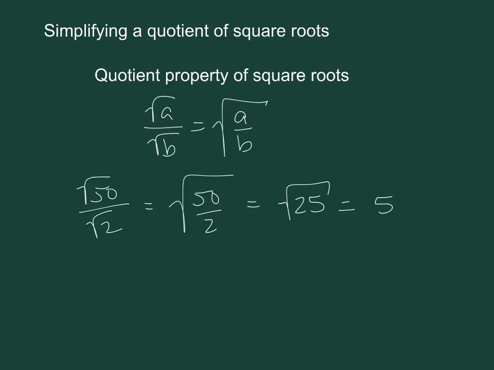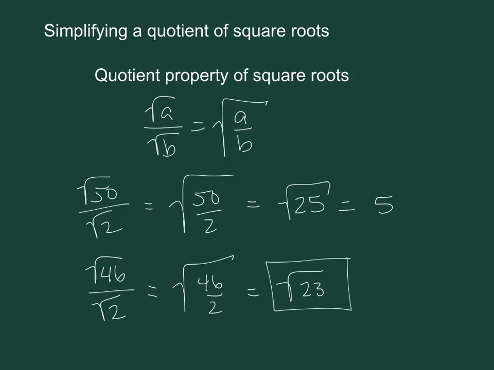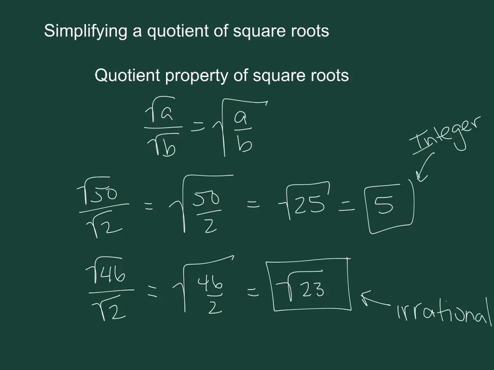If I were to do the square root of 46 over the square root of 2, I would get the square root of 46 over 2, which is equal to the square root of 23, and there's nothing I can do there, so that is my answer, right? So in some cases, you might get a nice integer number, something that looks like 5. In other cases, you might get something that's still an irrational number, and in which case you just type it in the way it is right there.